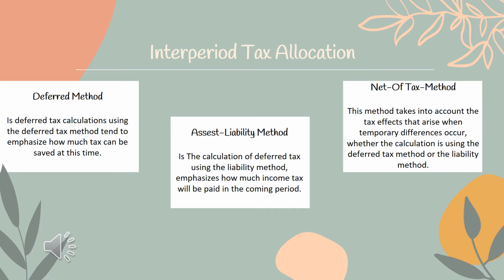The second is asset liability method. Asset liability method is the calculation of deferred tax using the liability method, emphasizes how much income tax will be paid in the coming period. And the last is net of tax method. This method takes into account the tax effects that arise when temporary differences occur, whether the calculation is using the deferred tax method or the liability method.